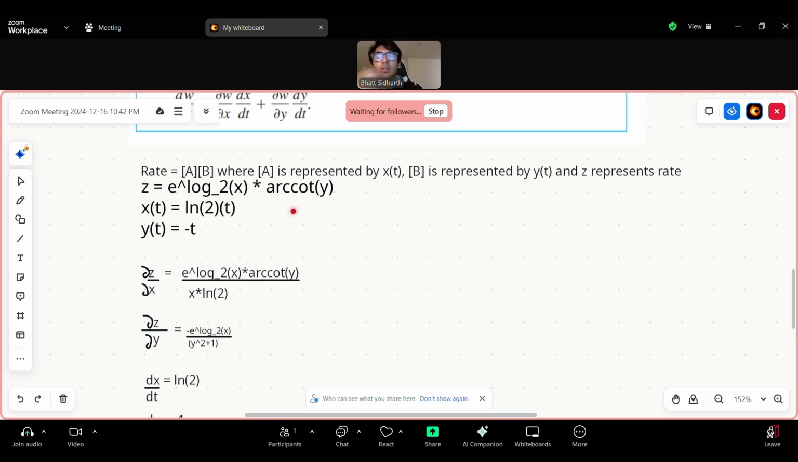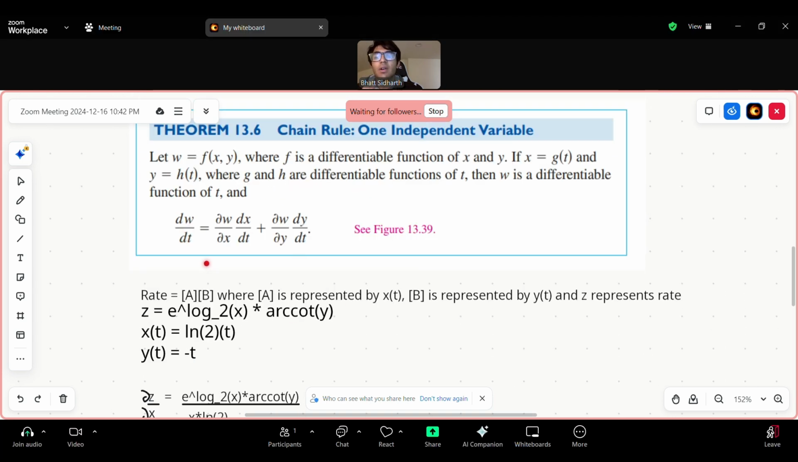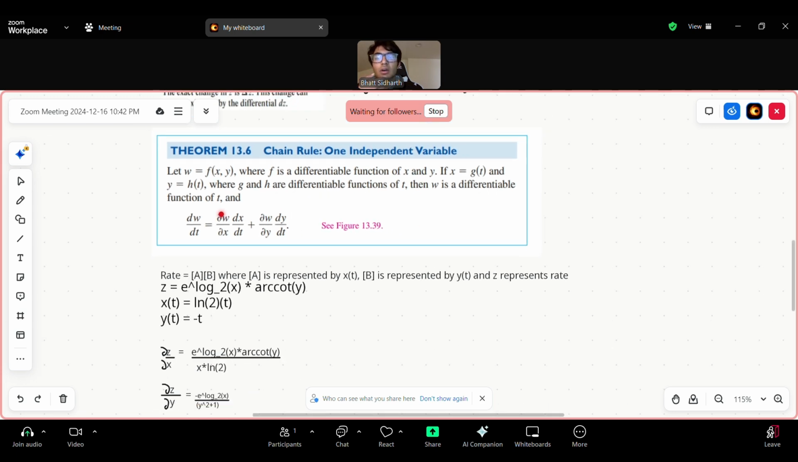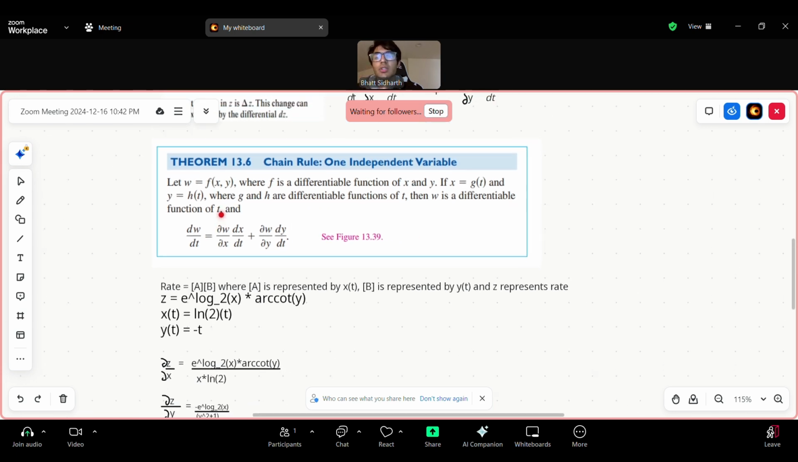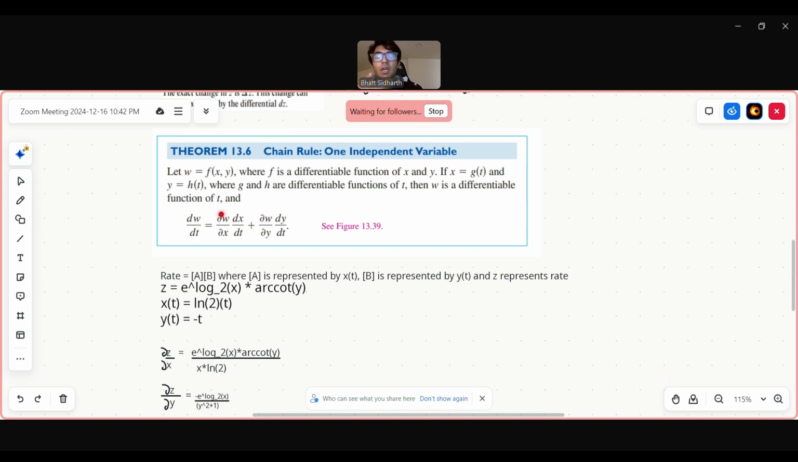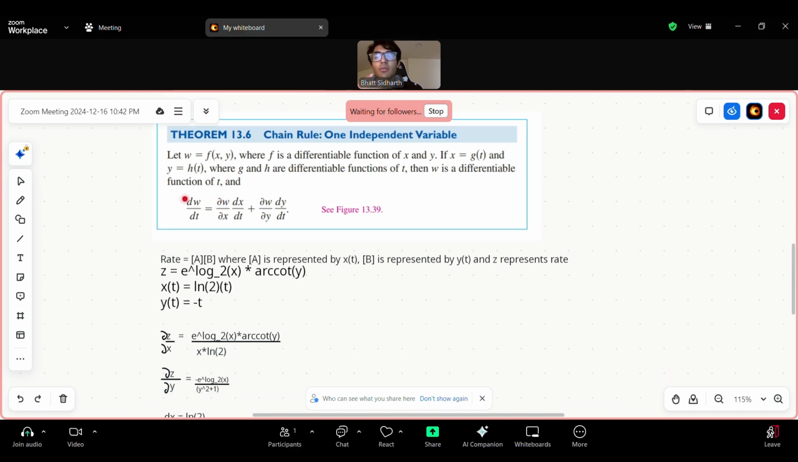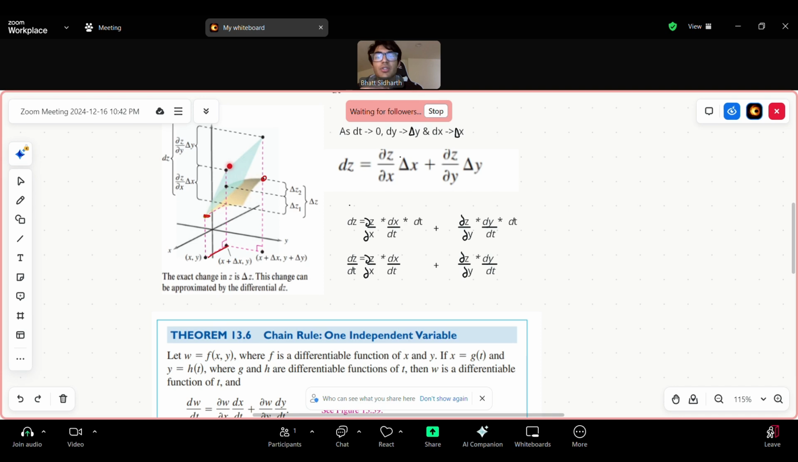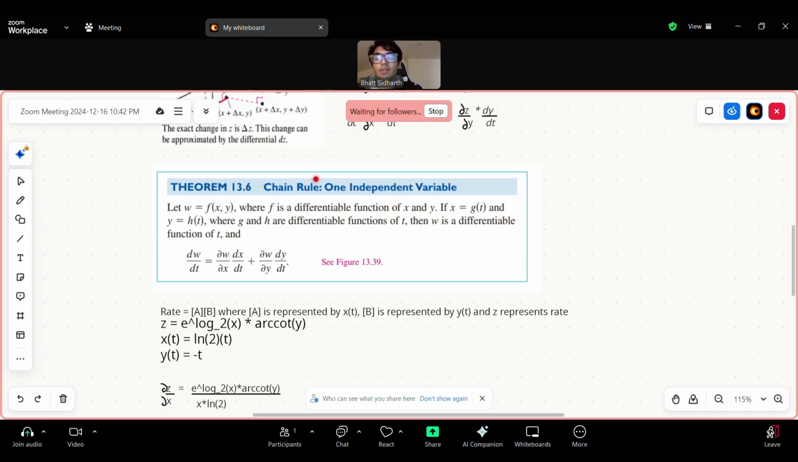But anyways, there are many situations in which you will have a function that changes in more than one variable, like x and y, and also changes in terms of t. This is just one example of a problem like that. Also, one small note is that in this textbook theorem, it says that we have w in terms of x and y, whereas above I just use z. Of course, you can use any variable you want.